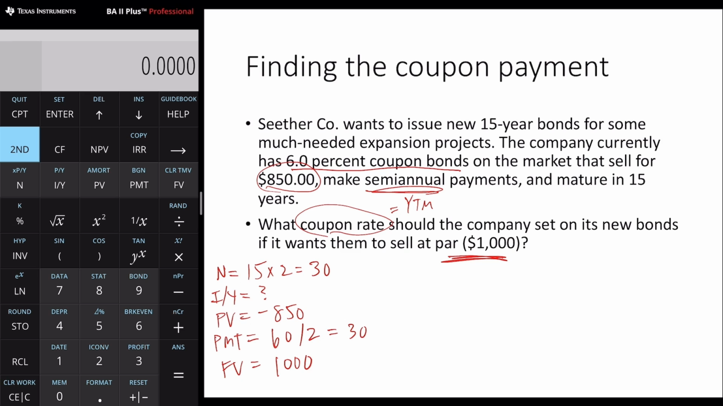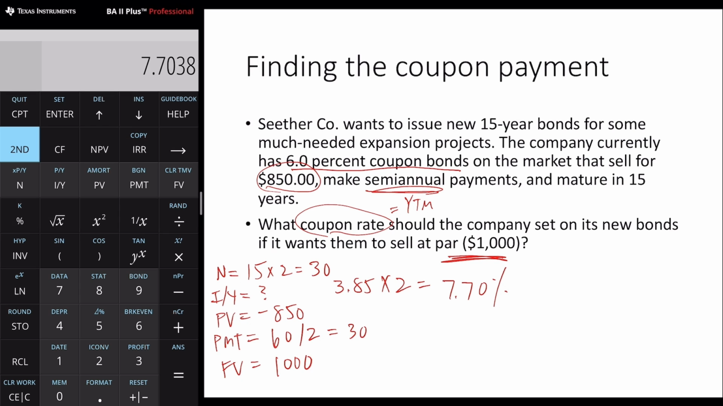All right, so let's input this into the calculator. 30 for N, 850 for the present value for the price, 30 for the coupon payment amount, and 1,000 for the future value. Compute the I/Y. We get 3.85%. Multiply that by 2 to get the annual amount, and we get 7.70 approximately.